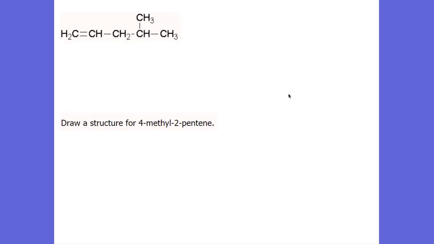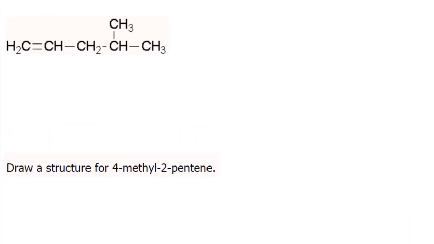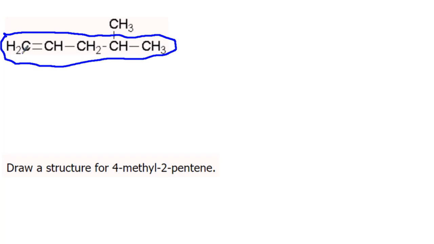So let's try to name one more and draw one of these molecules. Let's take a look at this first one here. What's going to be my parent chain? Well, my parent chain is going to include the double bond. And the double bond is going to govern where our carbons are numbered. So we've got 1, 2, 3, 4, 5 carbons. What's 5 carbons called? That's pent.